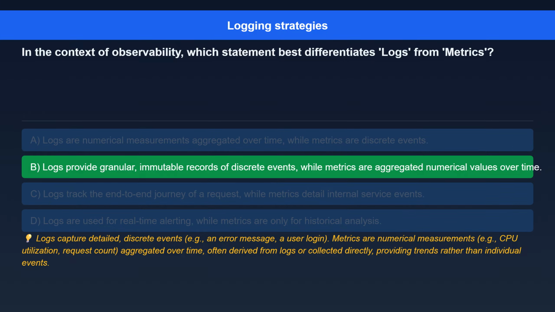The correct answer is: logs provide granular, immutable records of discrete events, while metrics are aggregated numerical values over time. Here's the explanation. Logs capture detailed, discrete events, e.g., an error message, a user login. Metrics are numerical measurements, e.g., CPU utilization, request count, aggregated over time, often derived from logs or collected directly, providing trends rather than individual events.